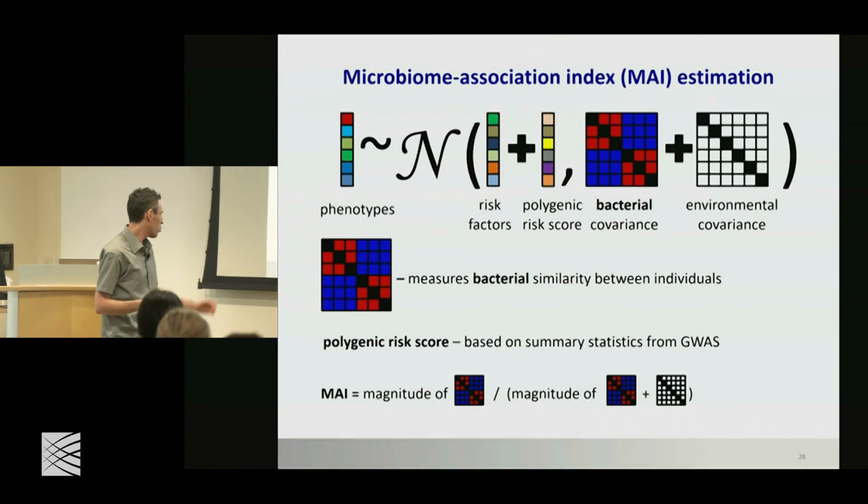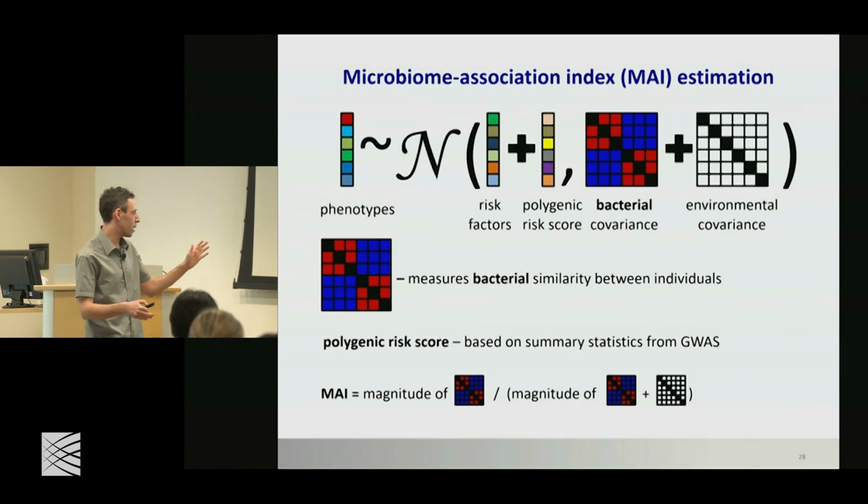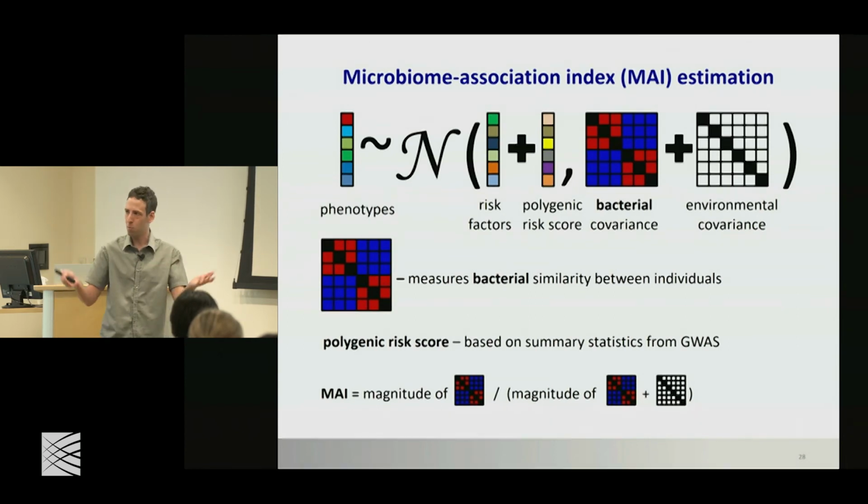And as before, we define the microbiome association index as the magnitude of the bacterial covariance divided by the magnitude of the overall covariance. So you're including polygenic risk as a fixed effect. How similar is that to just looking at the residual phenotype? What you're suggesting, I think, is an approximation for this, because here we fit everything jointly, and then we do a two-stage process, which is less accurate.